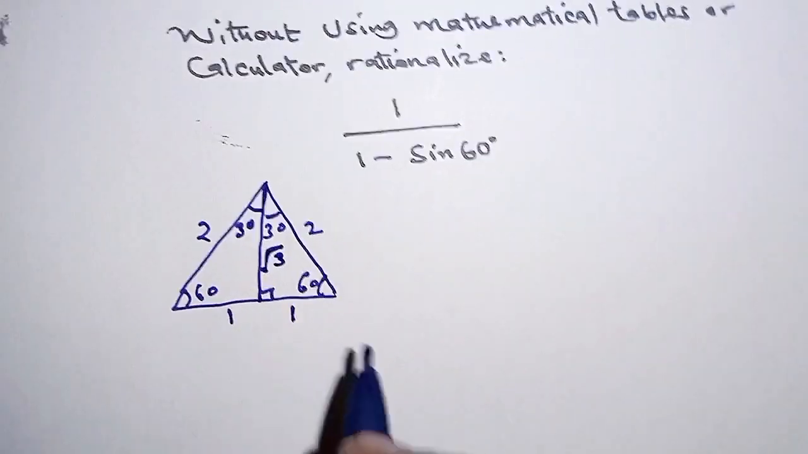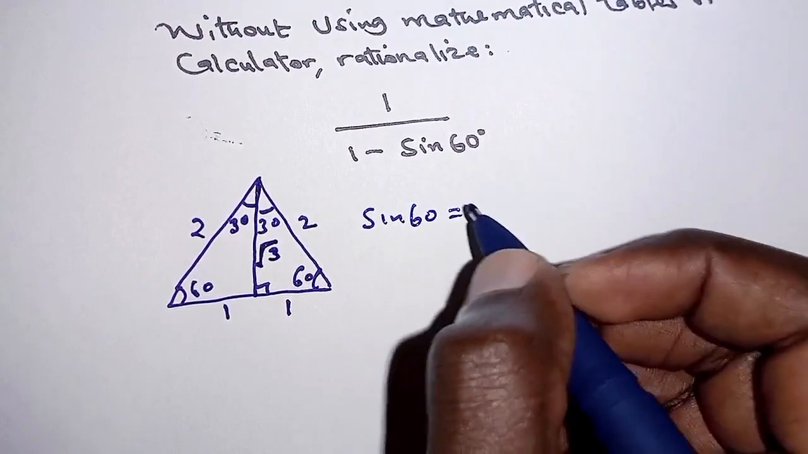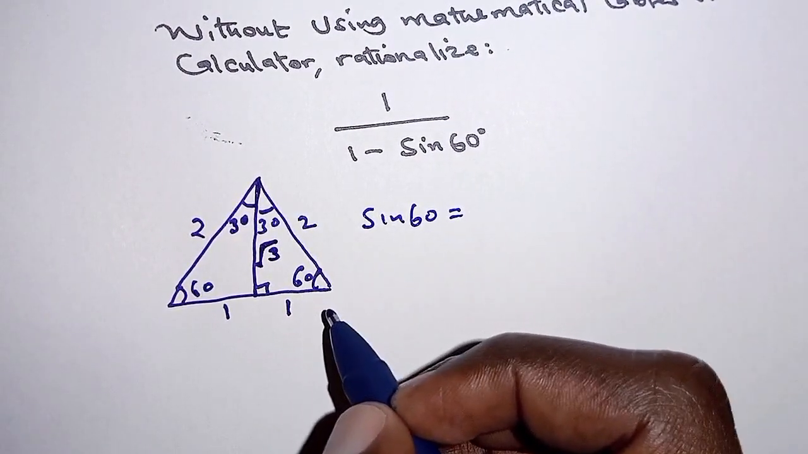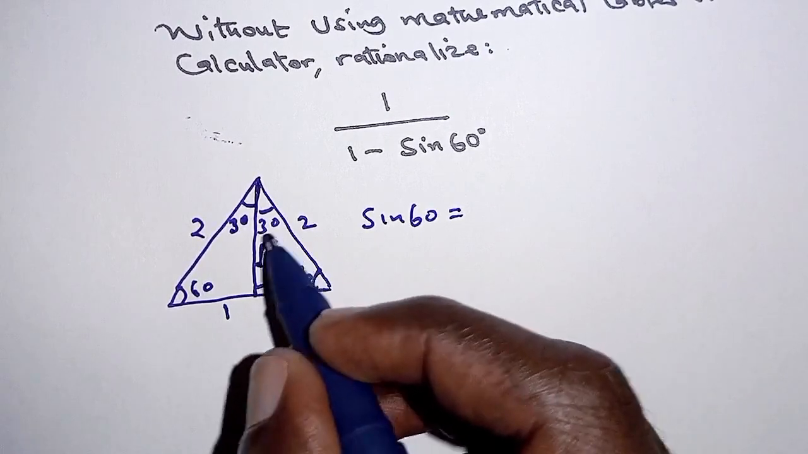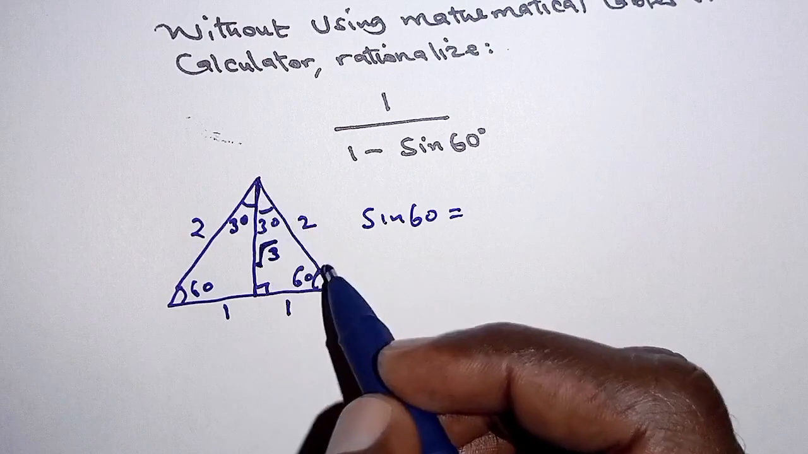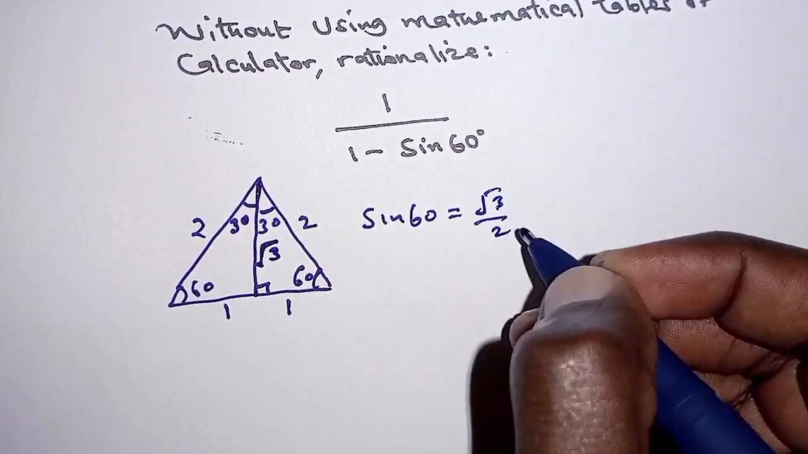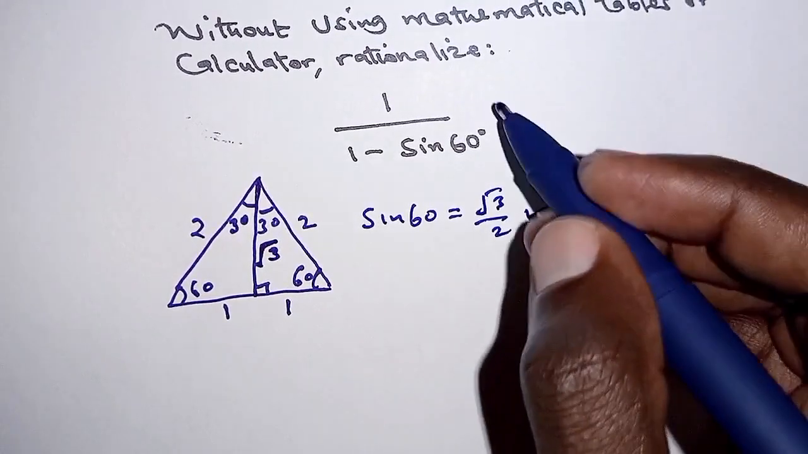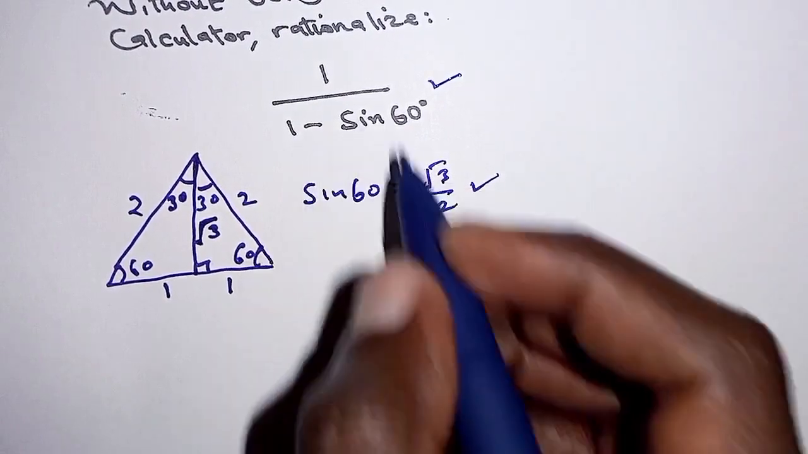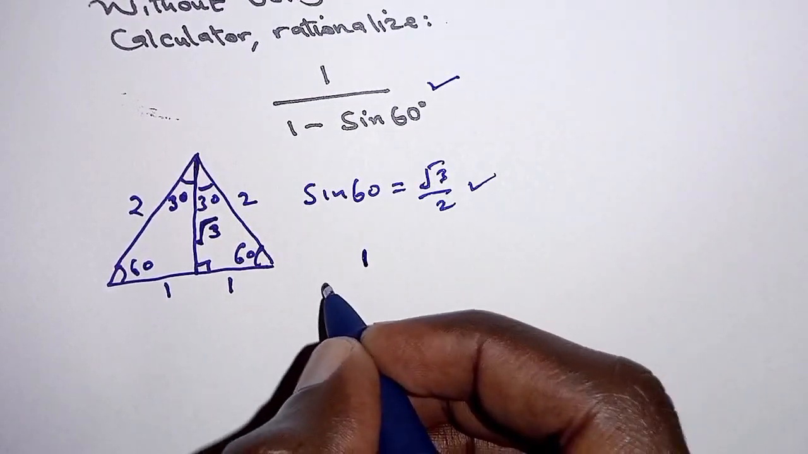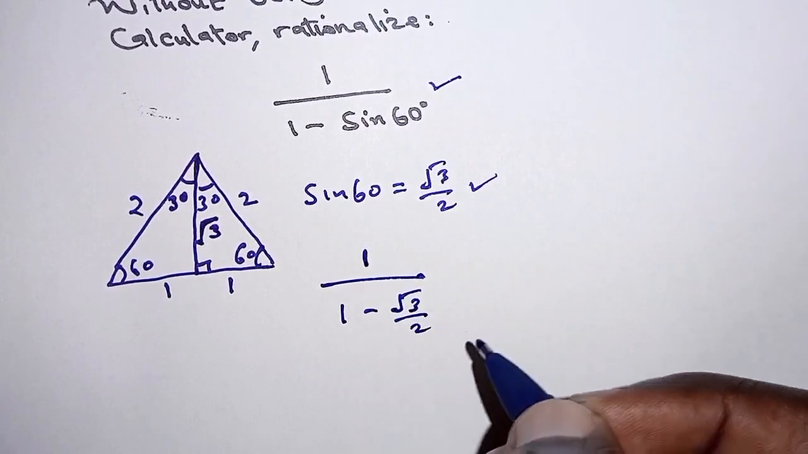Now using this triangle, we can determine sine 60. So sine 60 is opposite over hypotenuse. So we have the opposite side here as root 3 and hypotenuse is 2. So we have root 3 over 2. This is what we're going to substitute in this expression. So we have the expression rewritten as 1 all over 1 minus root 3 over 2.